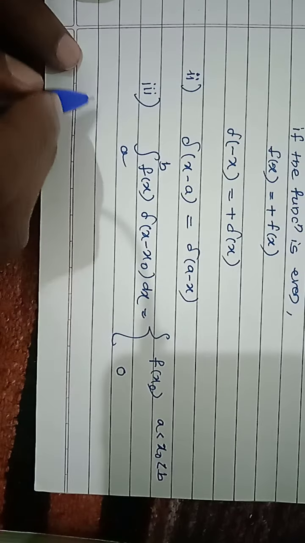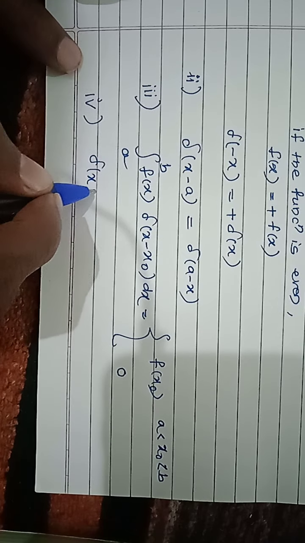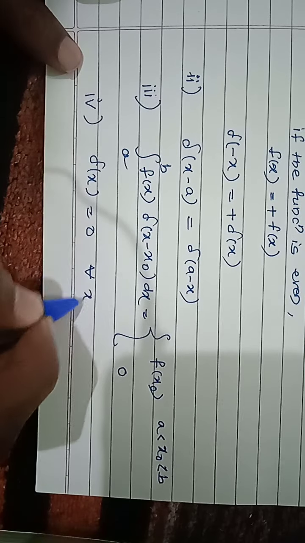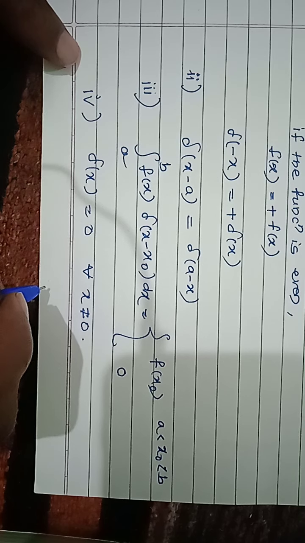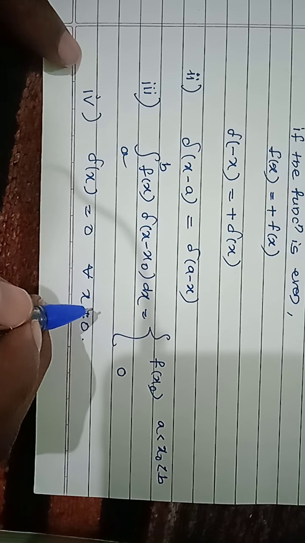Next, the fourth property of the delta function is that delta of x is always 0 for all x not equal to 0. This is the fourth property of the delta function. The next property we will study in the next lecture.